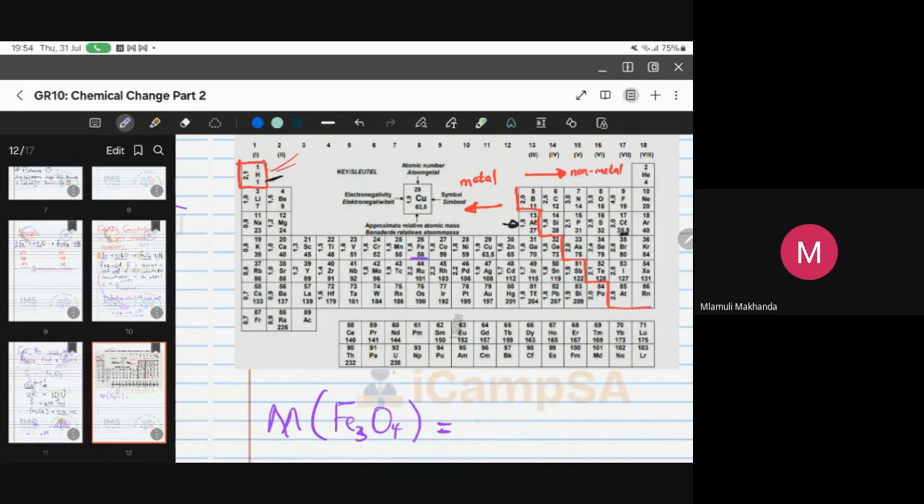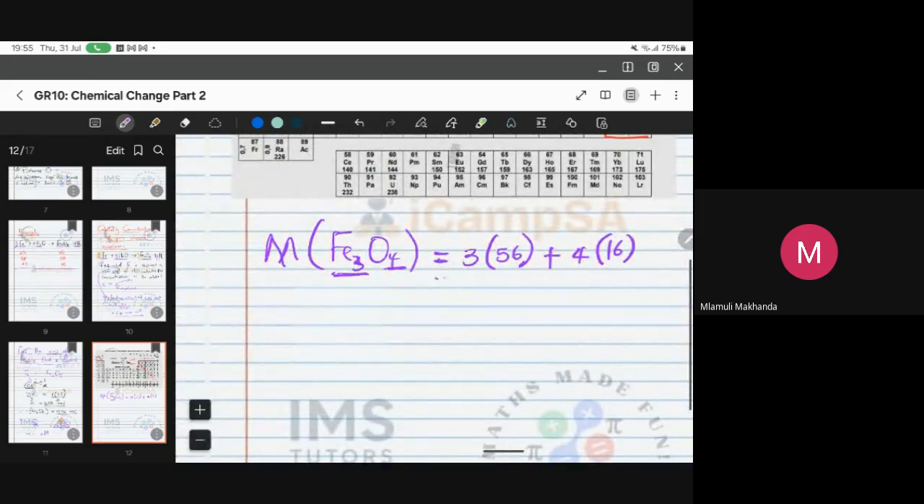56. So it's 56, but there are 3 irons here. So it's 56 times 3, right? Plus, where's oxygen? Oxygen is here, 16. But there are 4 oxygen atoms. So it's 4 times that 16. What is our answer? Our answer is 3 times 56, it's about 168. And then 4 times 16, which the answer here, if you put it in your calculator, should be 232 grams per mole.